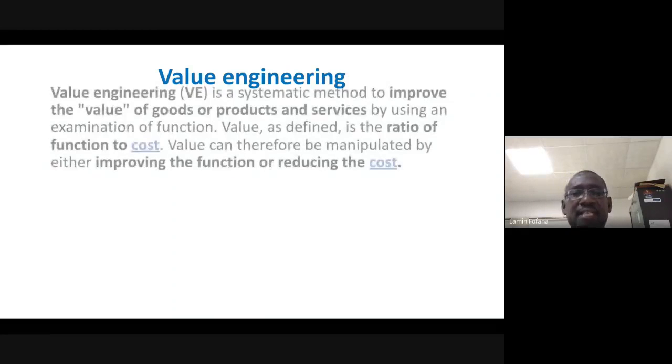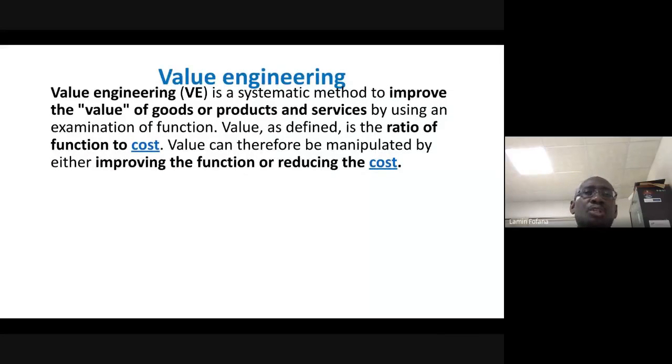Value engineering, like I said, is nothing else but to improve the value of our goods, products or services by using an examination of functions. So we all know what value is. Value is the quality. Value is the reason why customers buy our products. They want to have a benefit from it.